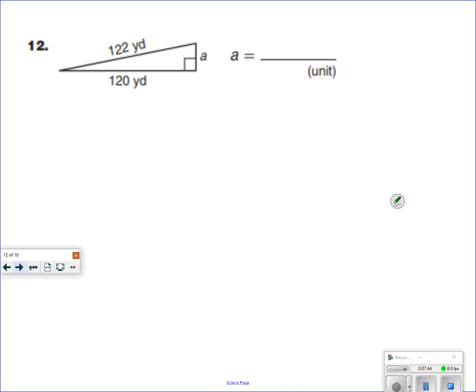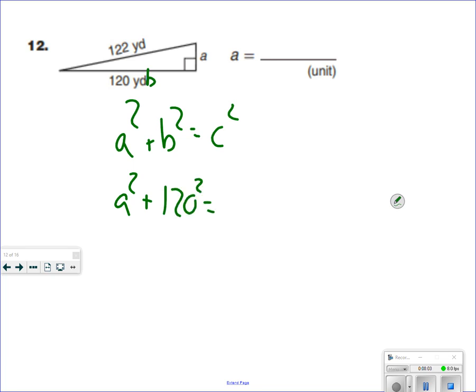Let's do another one. These are actually really fun. Here's another one. I have to find out what A is. So I have A squared plus B squared, oh, apologize, not adding, equals C squared. I don't know my A squared, plus my B right here is my base, so it's 120 squared, equals 122 squared. Yes, I will let you use a calculator today. So I have A squared right here. What is 120 times 120? 14,400. Yikes, big number. Moving over, what is 122 times 122?